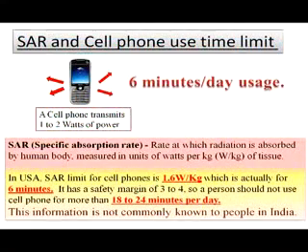The mobile phone has a SAR value. SAR stands for specific absorption rate, and that is related to how much radiation is absorbed by your body. What they actually say is that it should be used only for 6 minutes per day, and the maximum limit is 1.6 watt per kg. That is the international standard. This limit of 1.6 watt per kg is only for 6 minutes per day of use.